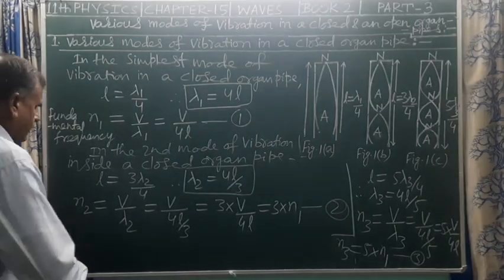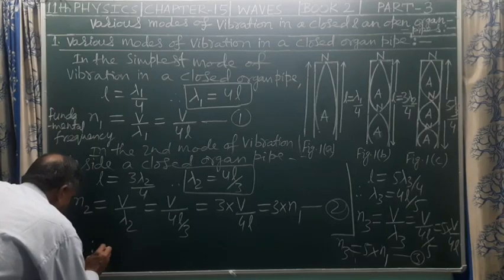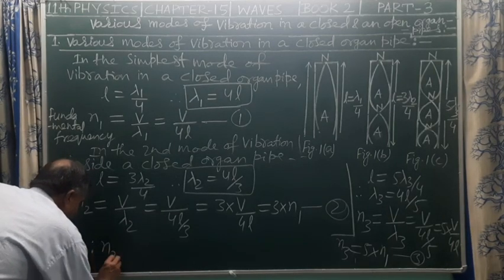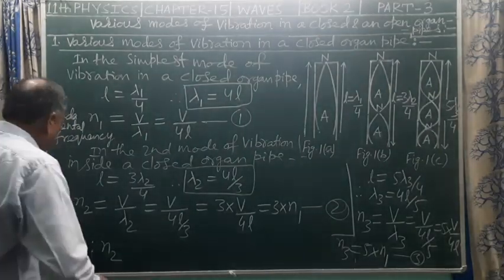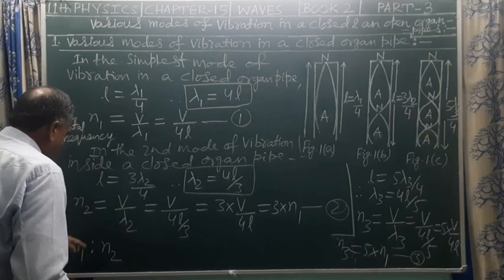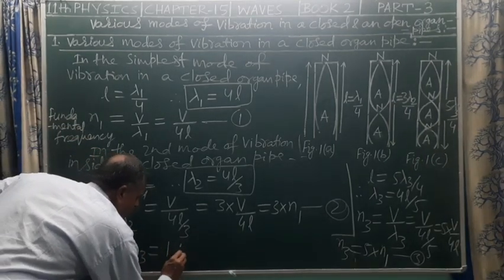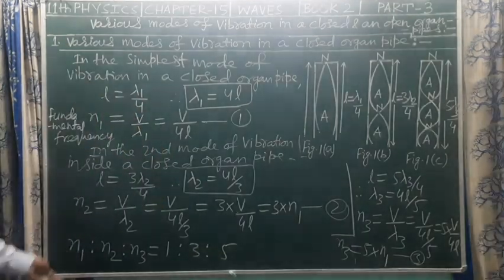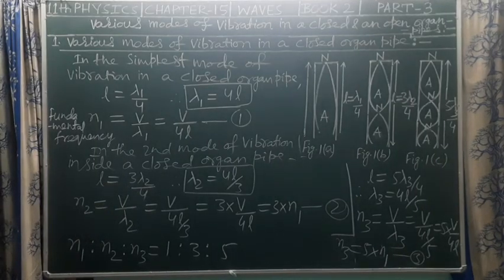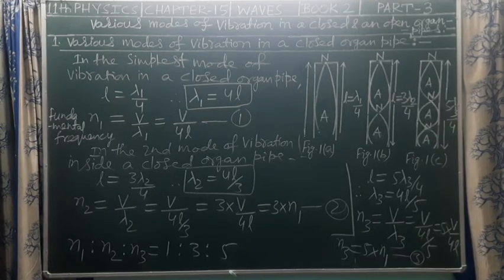So the ratio of the various harmonics produced in closed organ pipes, N1 ratio N2 ratio N3, equals 1 ratio 3 ratio 5. That is, only odd harmonics are produced in the various modes of vibration in a closed organ pipe.